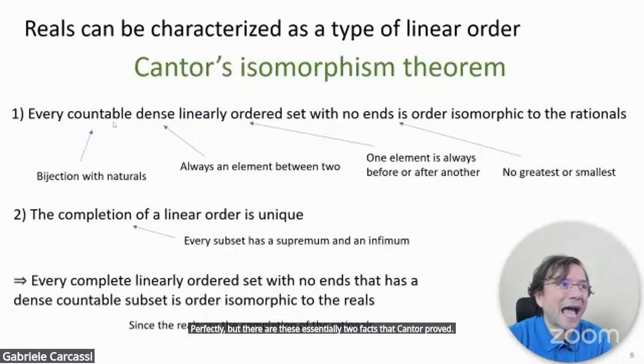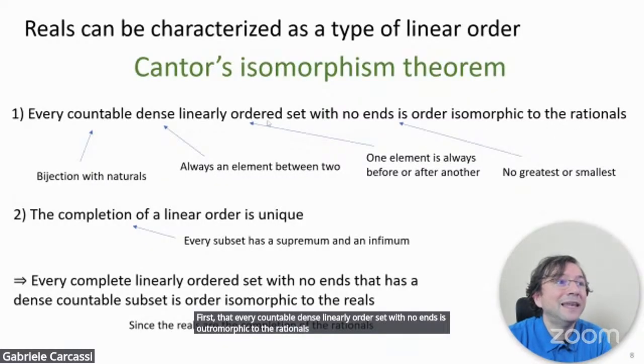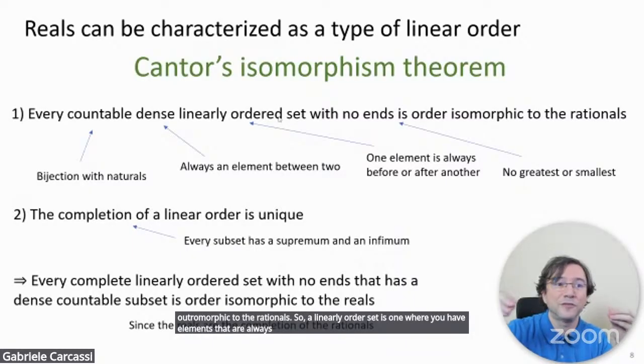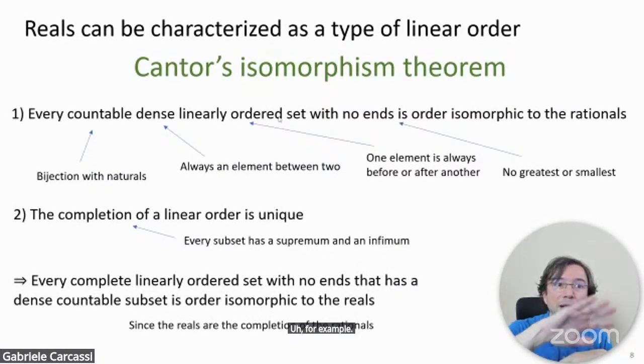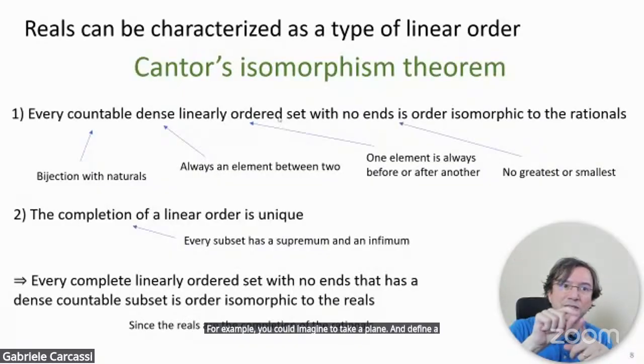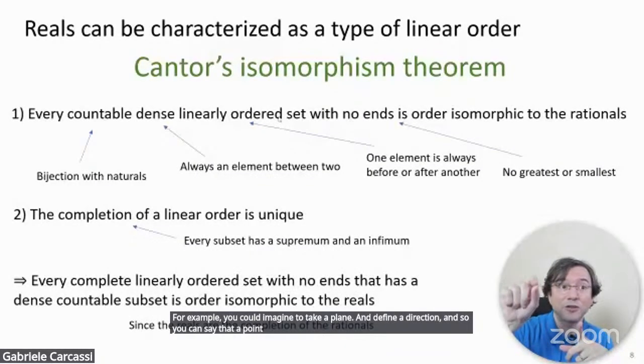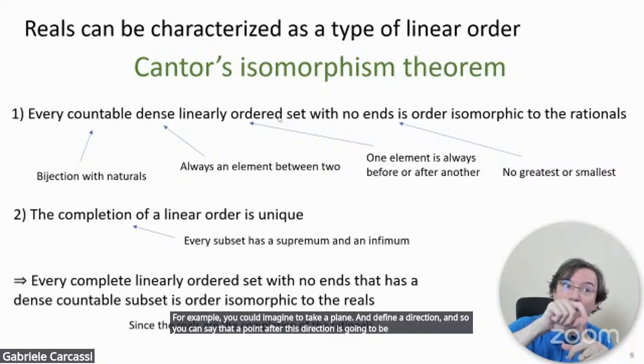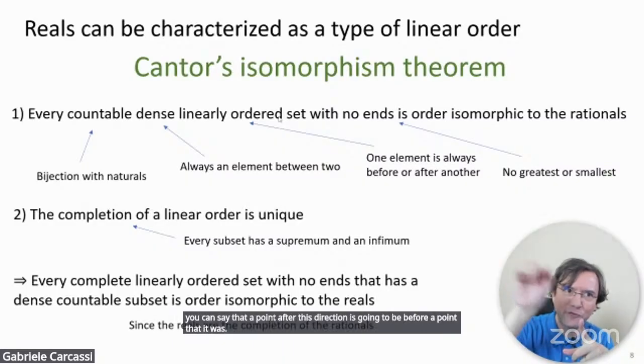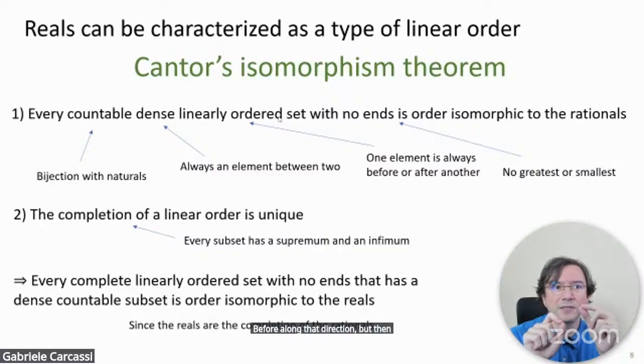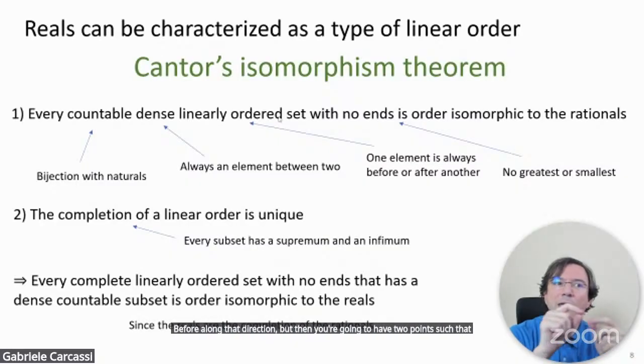First, that every countable, dense, linearly ordered set with no ends is isomorphic to the rationals. So a linearly ordered set is one where you have elements that are always one after the other. So there are ordered sets that are not linearly ordered. For example, you could imagine taking a plane and defining a direction, and so you can say that a point after this direction is going to be before a point that was before along that direction. But then you're going to have two points such that none of them is before the other, right?